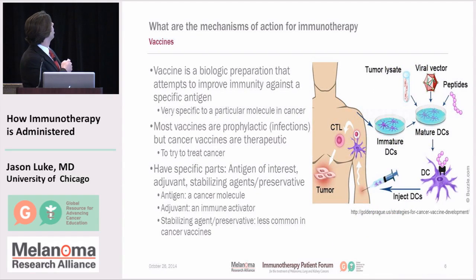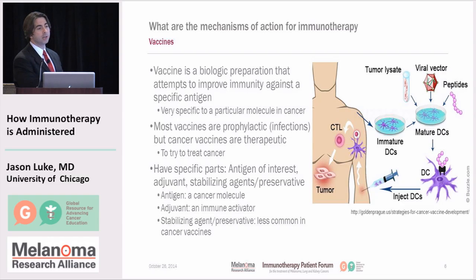The first of these we're going to talk about are vaccine therapies. Vaccines are biological preparations that attempt to improve immunity by getting an immune response to go after a very specific antigen. Antigens were discussed a little bit earlier, and we'll go over them again. Most vaccines that you've heard about are prophylactic vaccines, meaning you get them before you get sick. The idea is you educate the immune system so that when it gets exposed to something, you don't get sick. You already have an immune response. Influenza is a good example of that. But in cancer, vaccines are actually slightly different.